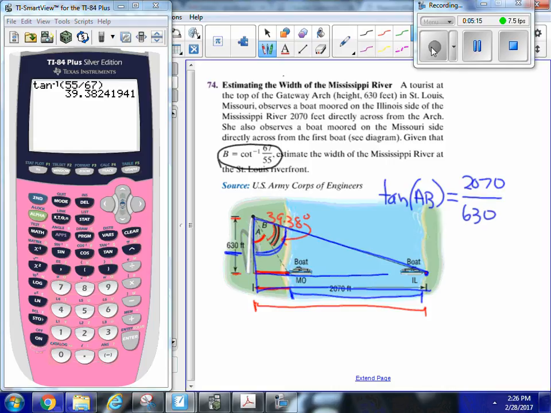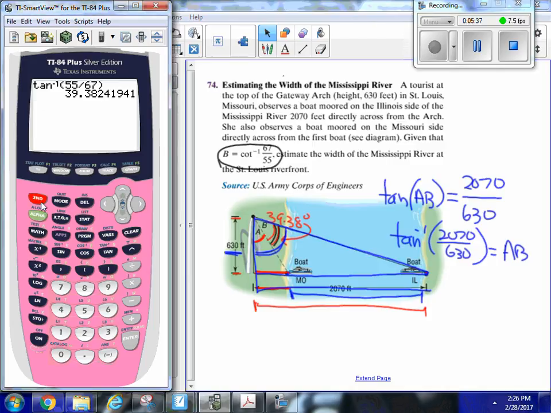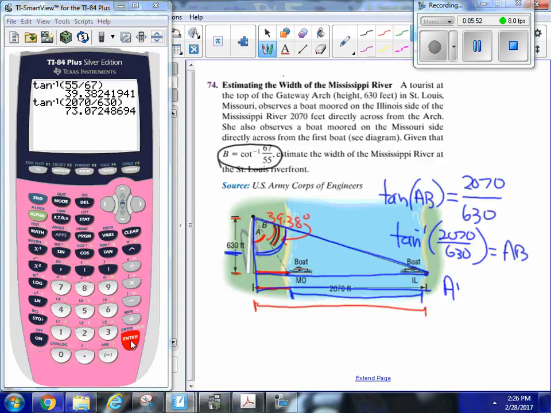I should have done it like that, going straight across, but okay. So that big triangle is going to give me AB. That means that inverse tangent of 2070 divided by 630 should give me angle AB. Let's find out. Inverse tangent of 2070 divided by 630. So this whole angle AB is a 73.07 degree angle.